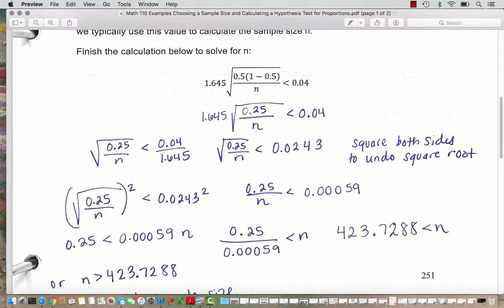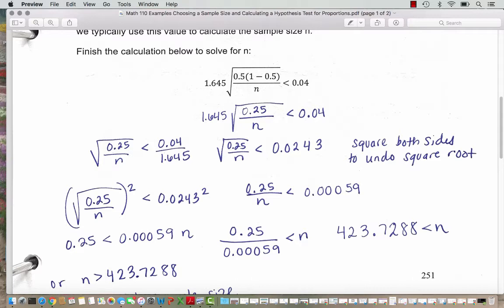Remember, an inequality works similar to having an equation with an equal sign. If we multiply or divide by a negative, that's when we change the direction of the inequality. In this question, we don't have any negatives, so our inequality stays as a less than inequality throughout the whole calculation.